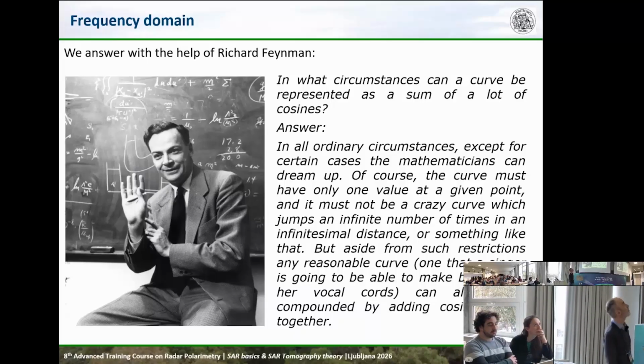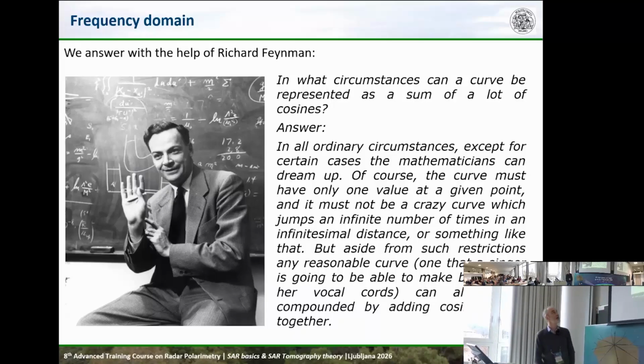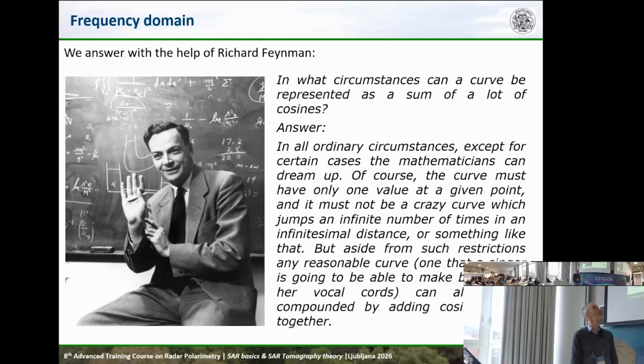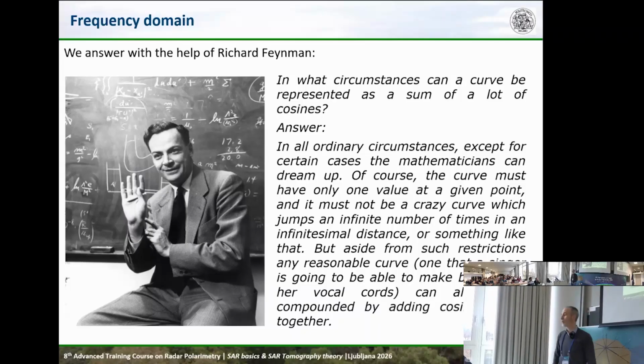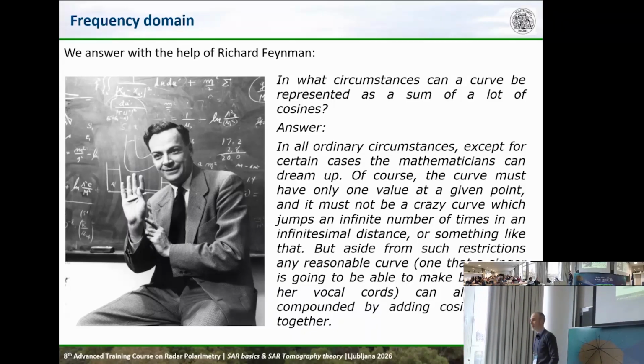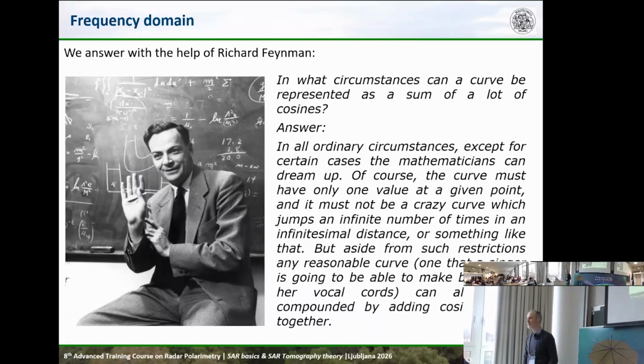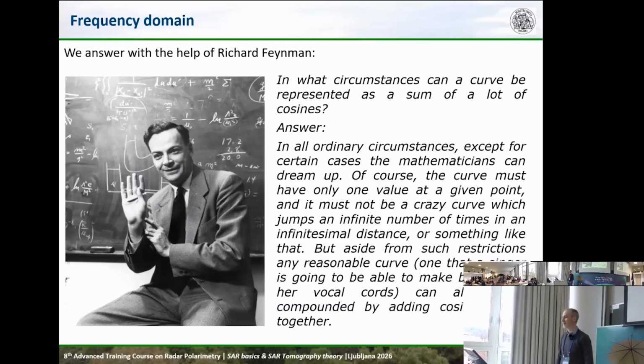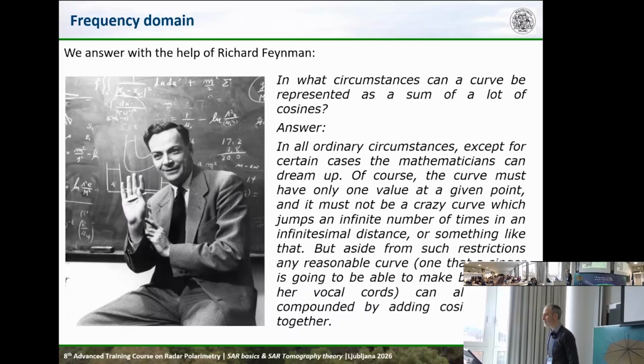So with the words of Professor Richard Feynman, in what circumstances can a curve be represented as a sum of a lot of cosines? Answer: in all ordinary circumstances. Except for certain cases the mathematicians can dream up. Of course, the curve must have only a value at the given point, and it must not be a crazy curve which jumps an infinite number of times in an infinitesimal distance, or something like that.